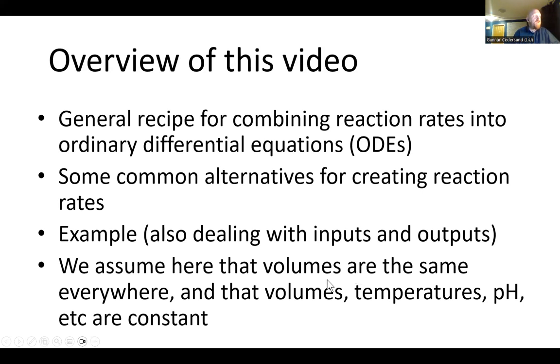Before we start, and also at the very end, I will give a disclaimer and a reminder that there are some assumptions behind these formulations. For instance, that the volumes are the same everywhere, and that the volumes, the temperatures, the pH, and similar complicating factors are constant and not an issue.